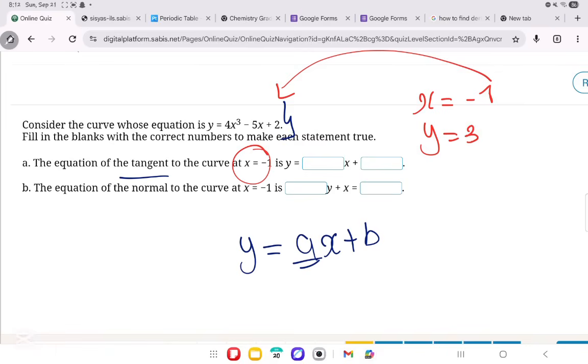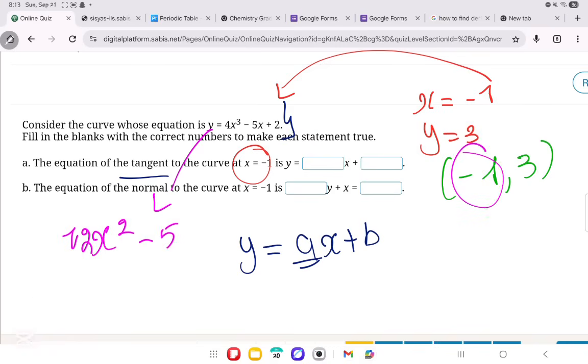Now, we have the point, which is minus 1, 3, and we need to find what? We need to find the slope. So how do we find the slope? You have to take the derivative. So let's take the derivative of this. It becomes 12x to the power of 2 minus 5. Okay, so now let us substitute the value of x, which is minus 1. So 12 times minus 1 squared minus 5. That's basically 12 minus 5, which is 7.